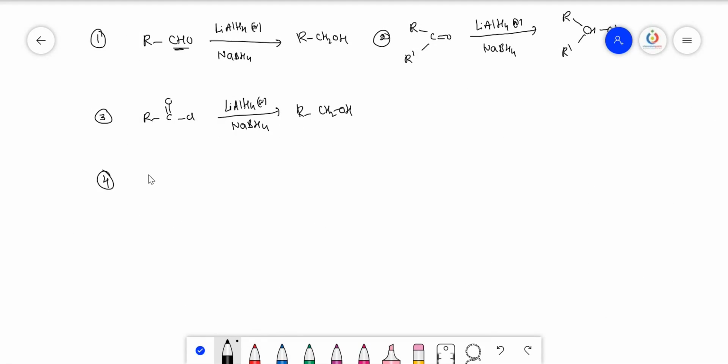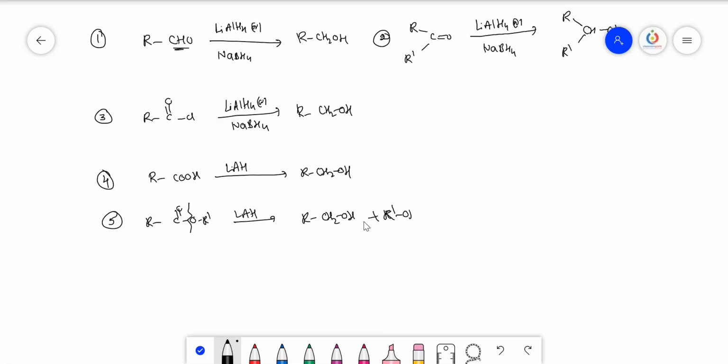We take the fourth one. Now if you take RCOOH, which is the carboxylic acid, only lithium aluminium hydride, LAH, right? LAH is nothing but lithium aluminum hydride. It converts the carboxylic acids to the respective alcohol. And let's take RCOOR dash. This is an ester, with lithium aluminum hydride. So it disconnects this bond. This becomes CH2OH, and this also becomes the alcohol. So RCH2OH plus R dash OH.